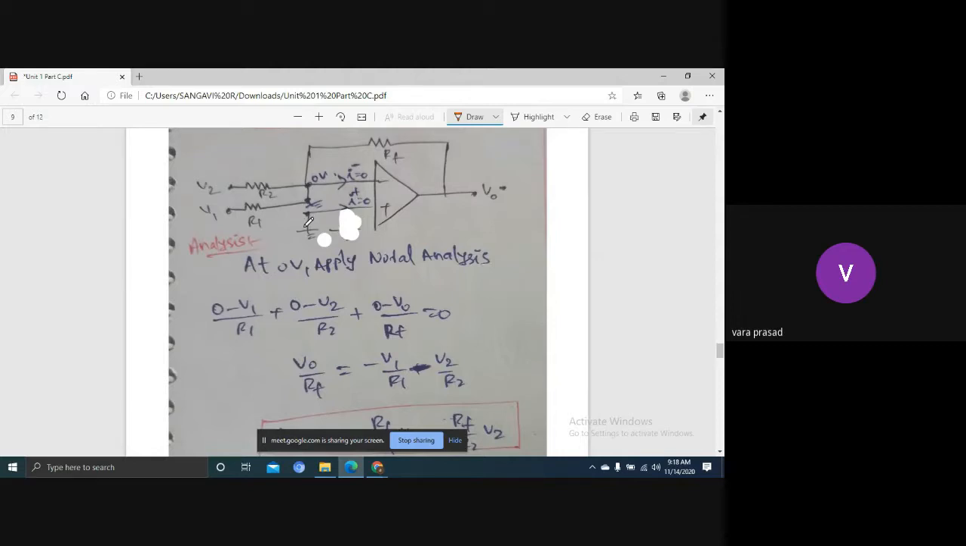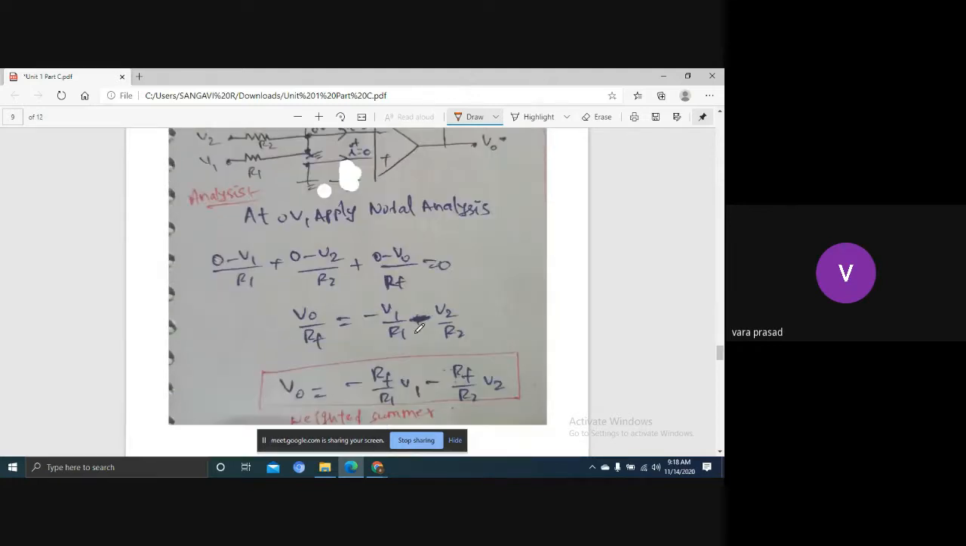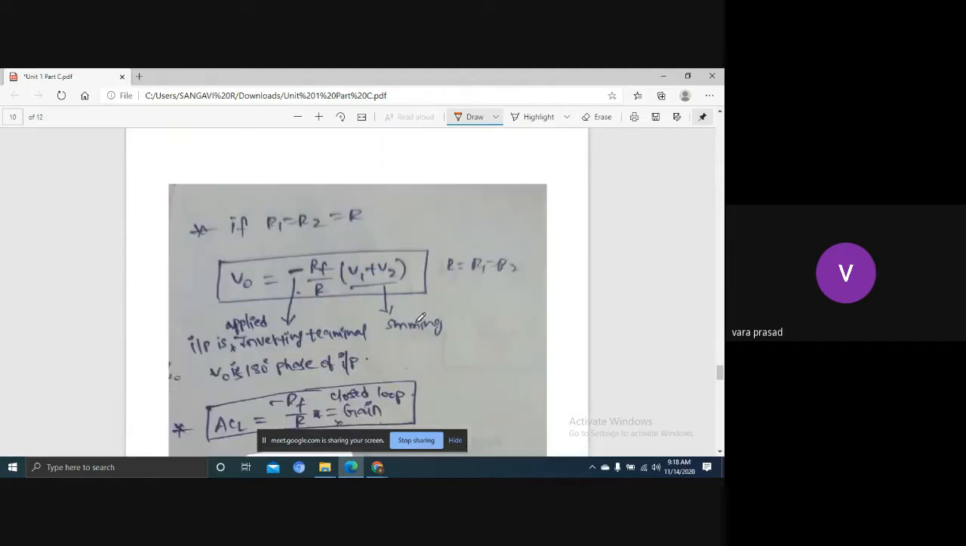Understanding or not? Then how can we do the analysis here? Apply the node analysis from here: 0 minus V2 by R2, 0 minus V1 by R1, 0 minus V0 by RF. You can do it like this. This is a continuation.